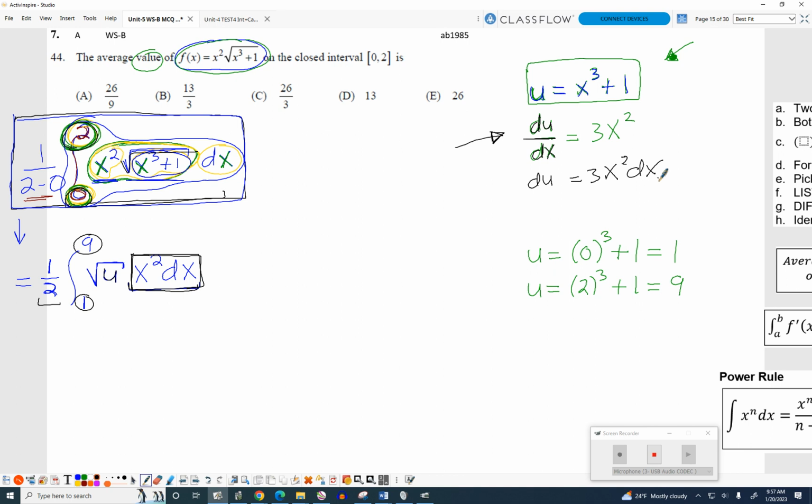So Mitchell, how do I create this? Would it be u prime divided by 3? Except this isn't really u prime, it's just du. So this will be 1/3 multiplied by du. It's exactly the same thing as x squared dx. Just divided the 3.